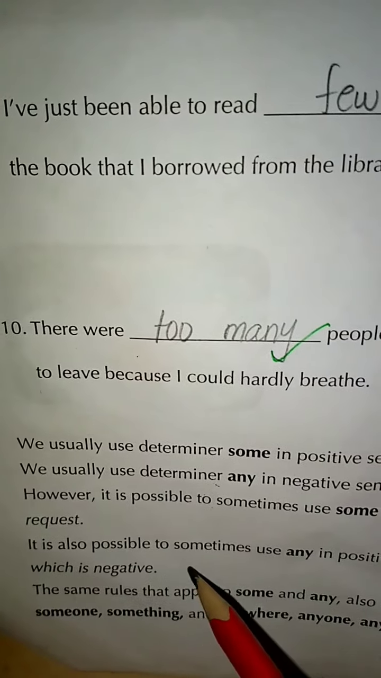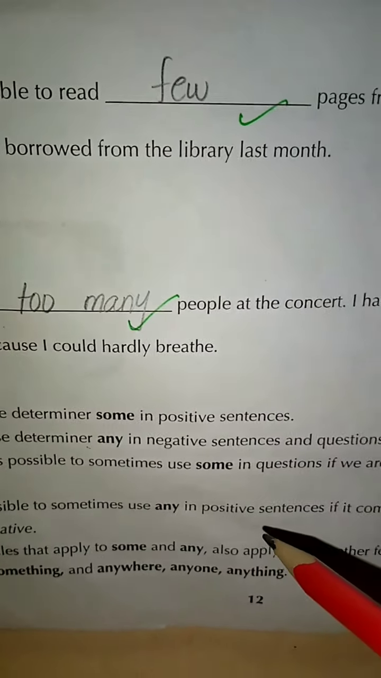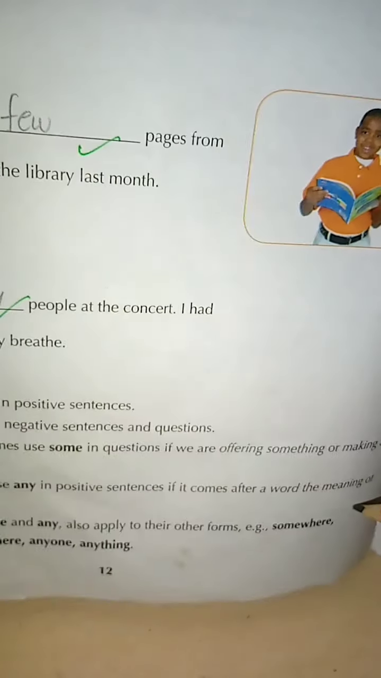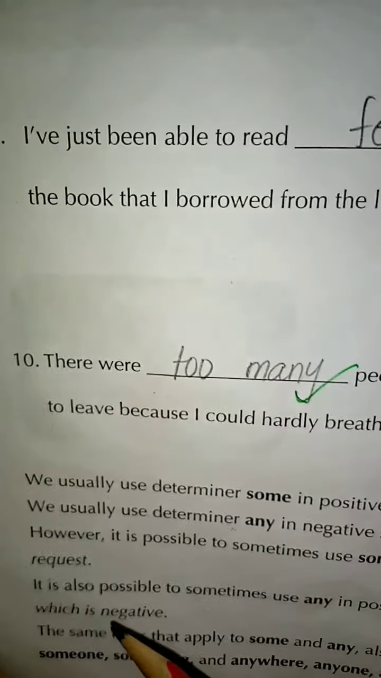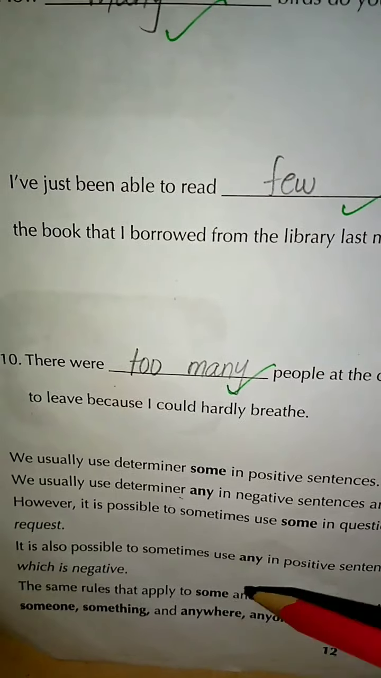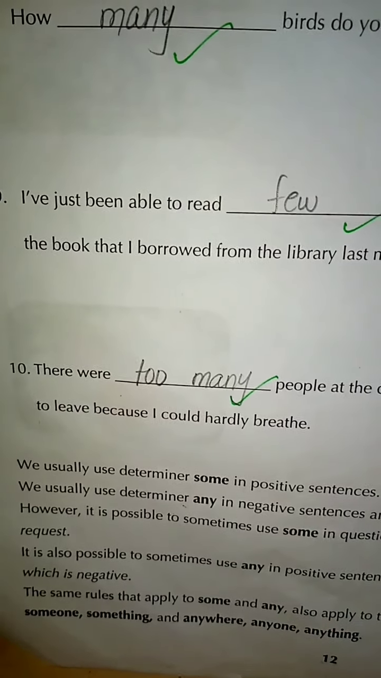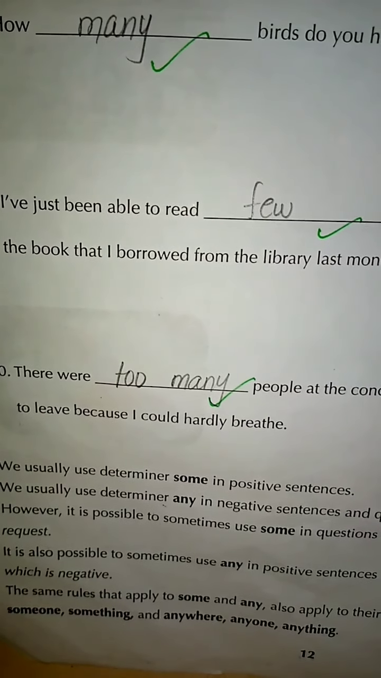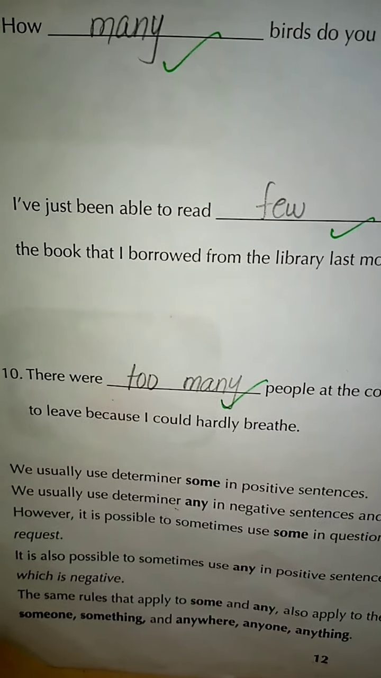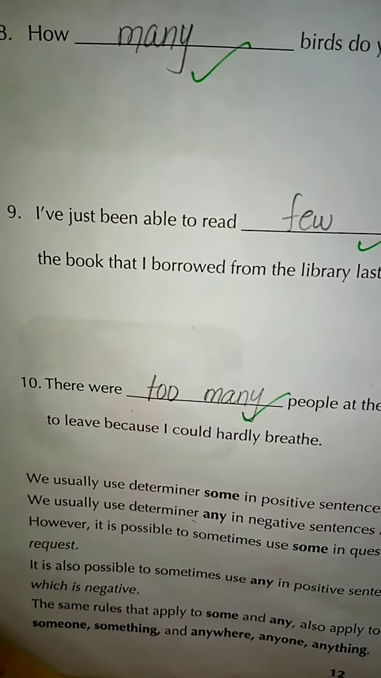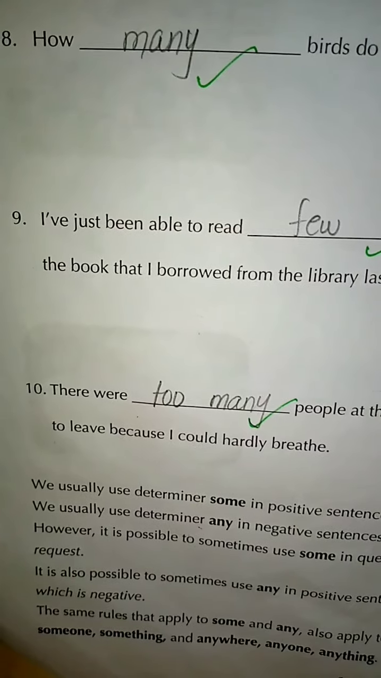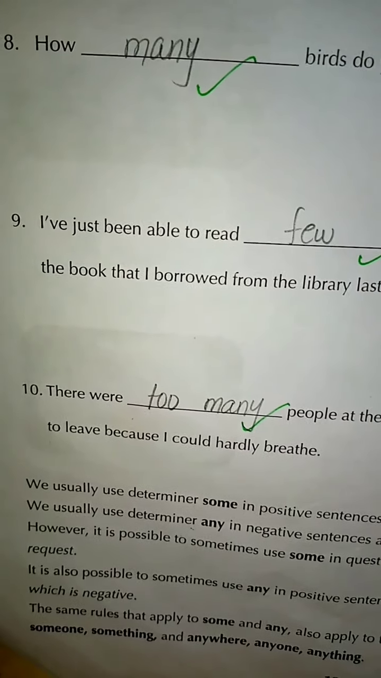Then it is possible to sometimes use any in positive sentences if it comes after a word the meaning of which is negative. They are saying that we can sometimes use any in positive sentences when the word before it has a negative meaning, okay. After any comes a word conveying a negative meaning in the sentence, okay.